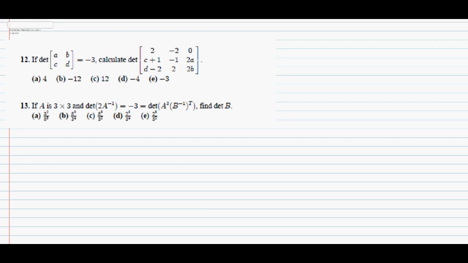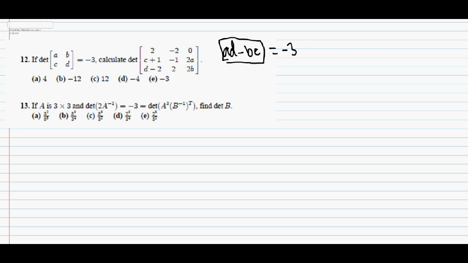The determinant of the matrix a, b, c, d equals -3. Calculate the determinant of this right here. It looks like a crazy question, and you don't know where to start. What you can possibly start with is writing out what the determinant of the a, b, c, d matrix is, and that's just ad minus bc with cofactors. That equals -3, so this term here actually equals -3.